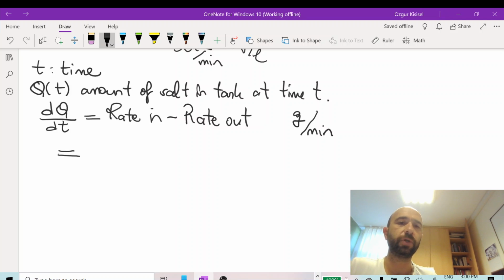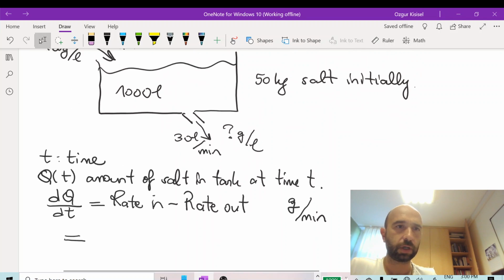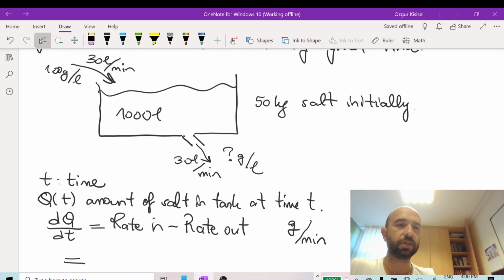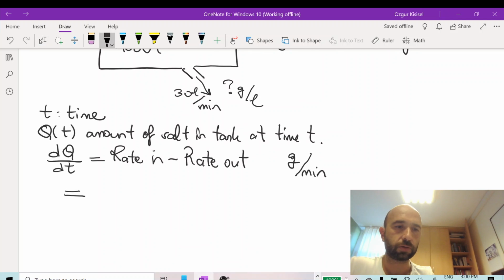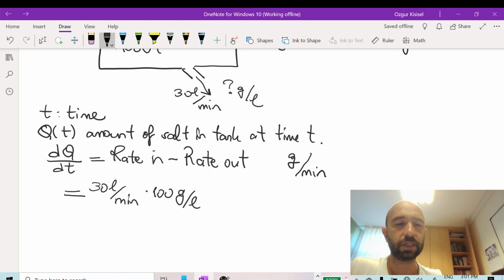Now, how do I really write rate in and rate out? Rate in should be quite easy. In the incoming side, everything is constant. It is 30 liters a minute with every liter carrying 100 grams. So you should multiply these two quantities, 30 liters per minute times 100 grams per liter. You can also do cancellation in units. The liters will cancel, and the overall unit of this quantity will be grams per minute, which is correct. This was rate in.